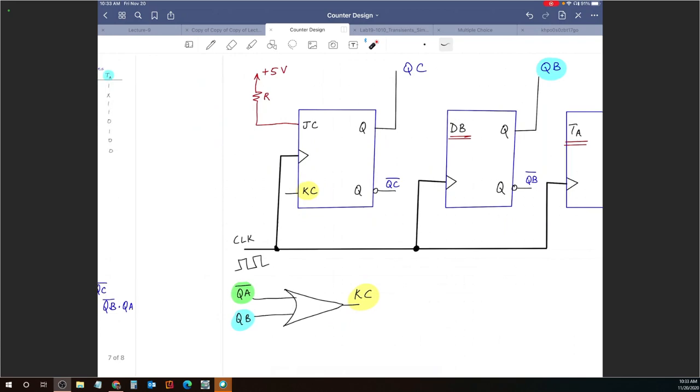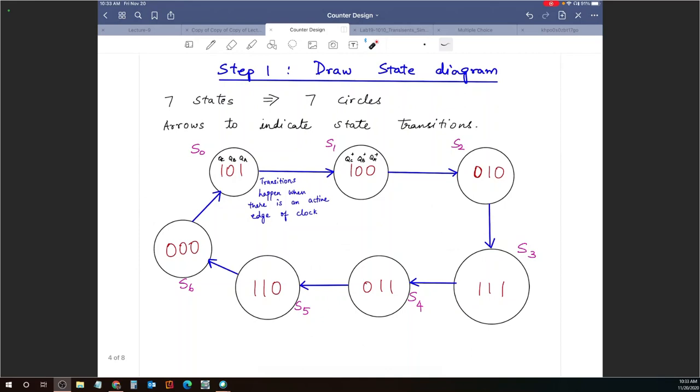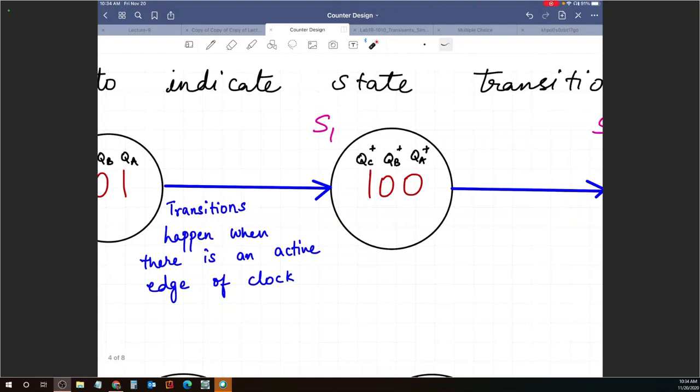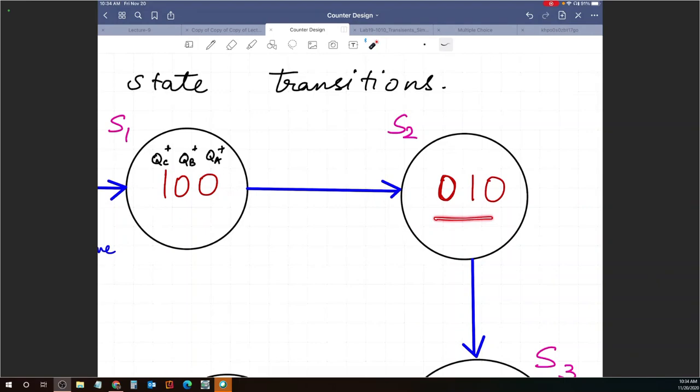The steps we took to design this: the first step was to draw the state diagram to represent our counting sequence. So we started with 5, we circled around 5, 4, 2, 7, 3, 6, 0, back to 5, and this keeps on going. We also mentioned that the transition is going to happen at the active edge of the clock. And when there is an active edge of the clock, every current output of the flip-flop goes to the next output of the flip-flop. So QA, QB, QC goes to QA plus, QB plus, QC plus. And similarly, at the next positive edge, these will be QA, QB, QC, and these will be QA plus, QB plus, QC plus, and that circle will keep going.